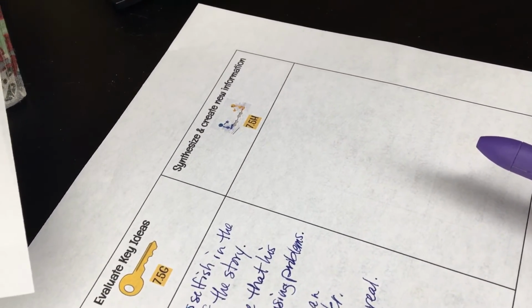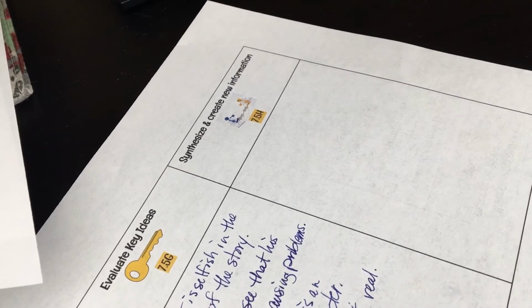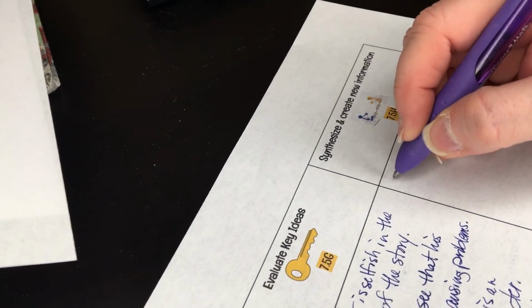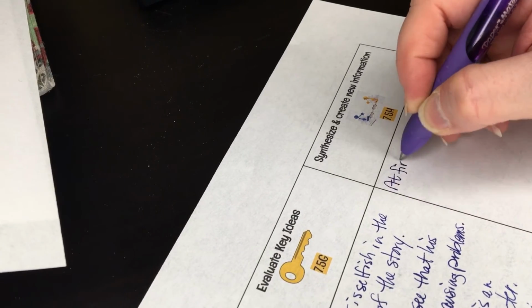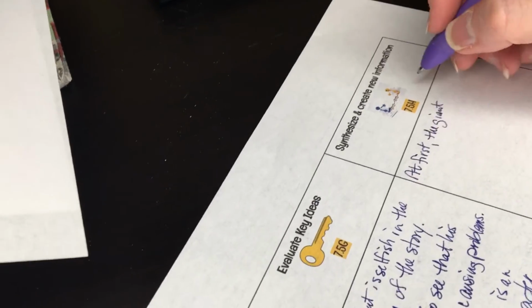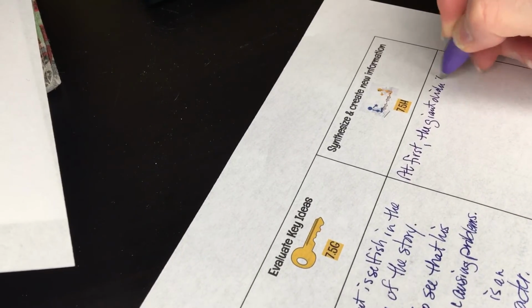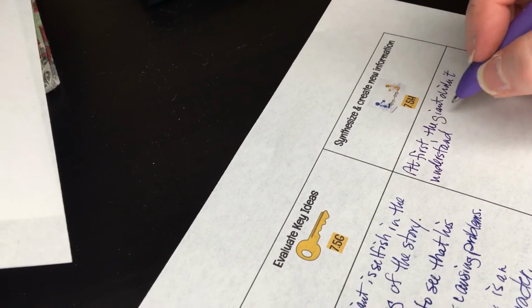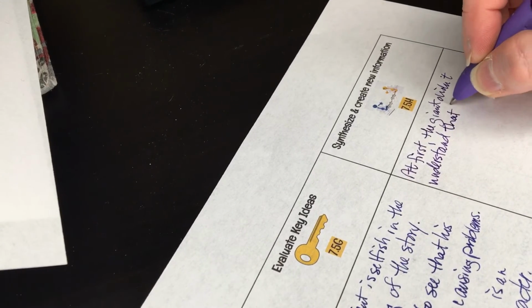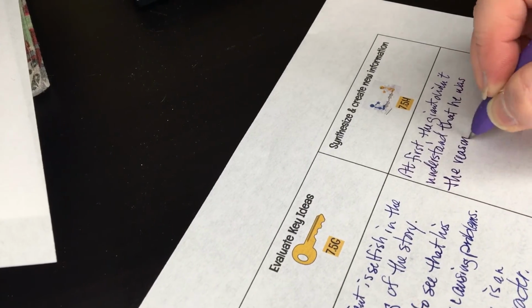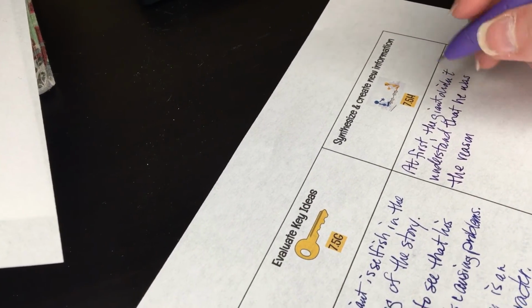So now we have our last column, and this is where we're going to synthesize and create new information. So this is when we take everything that we learned and we put it together in a new way. So I'm going to say something like, at first, the giant didn't understand that he was the reason for his garden not blooming.